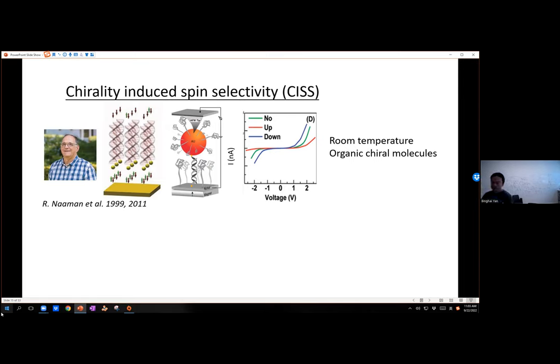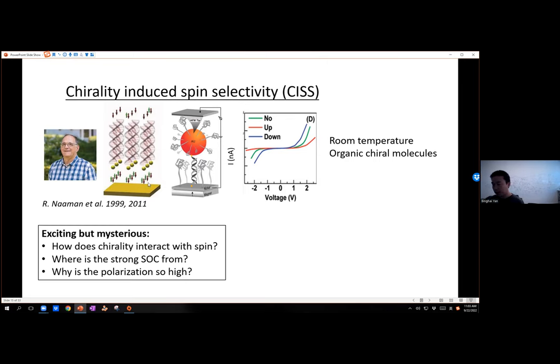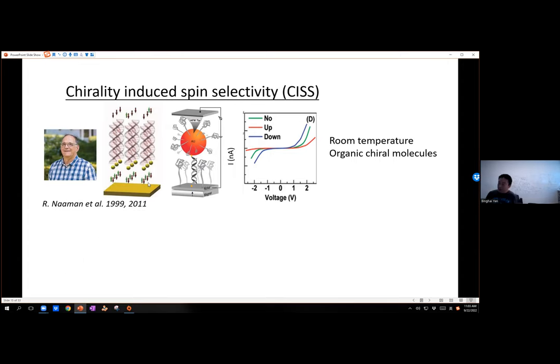This experiment was done by my colleague Ron Naaman at Weizmann. They have done two experiments. One experiment is in the left figure. On the bottom is a gold substrate. Put a layer of DNA on top. Shine light, then a photoelectron flies out. The photoelectron first crosses this DNA layer, then flies into the vacuum.